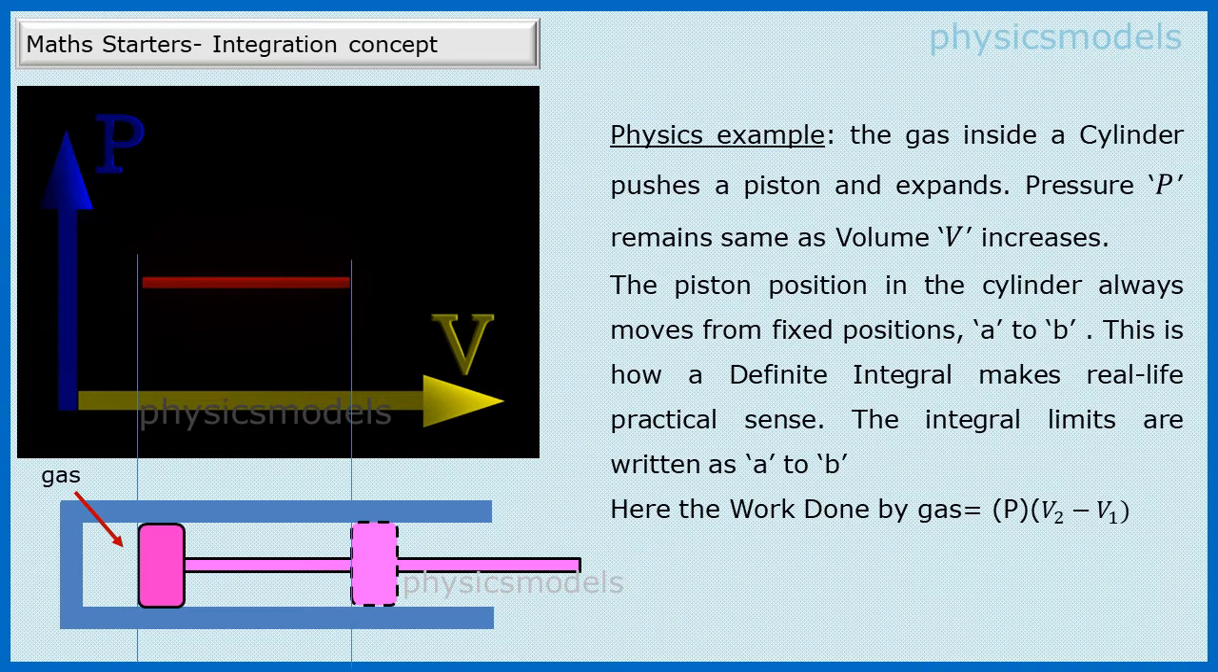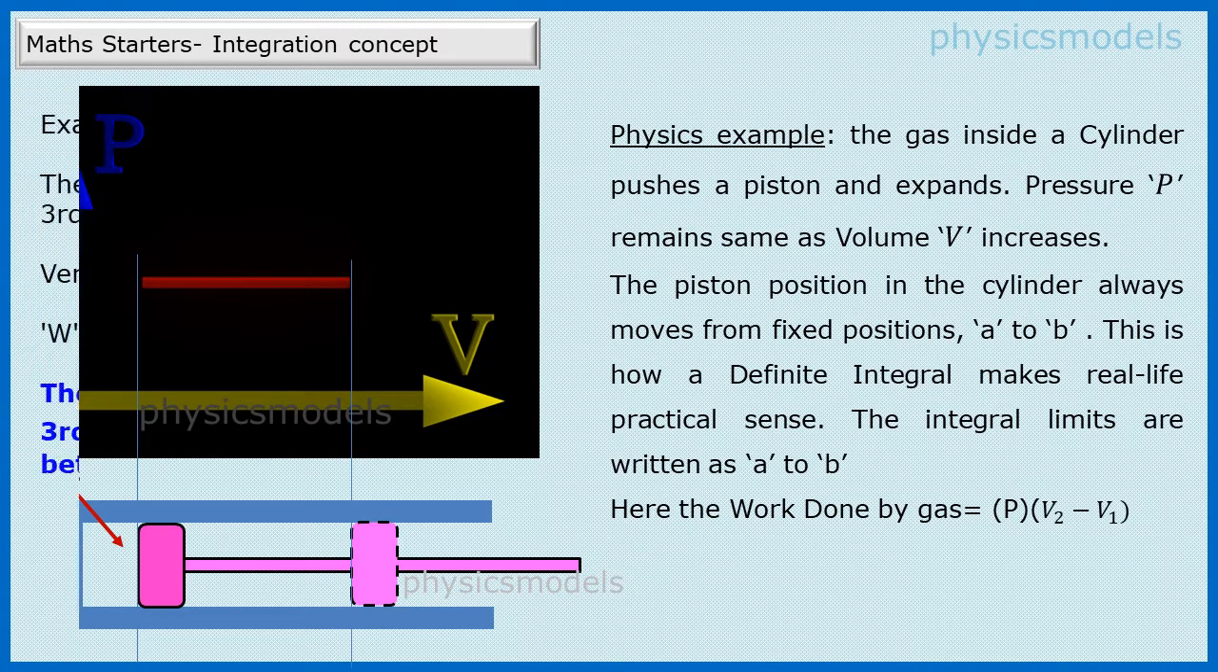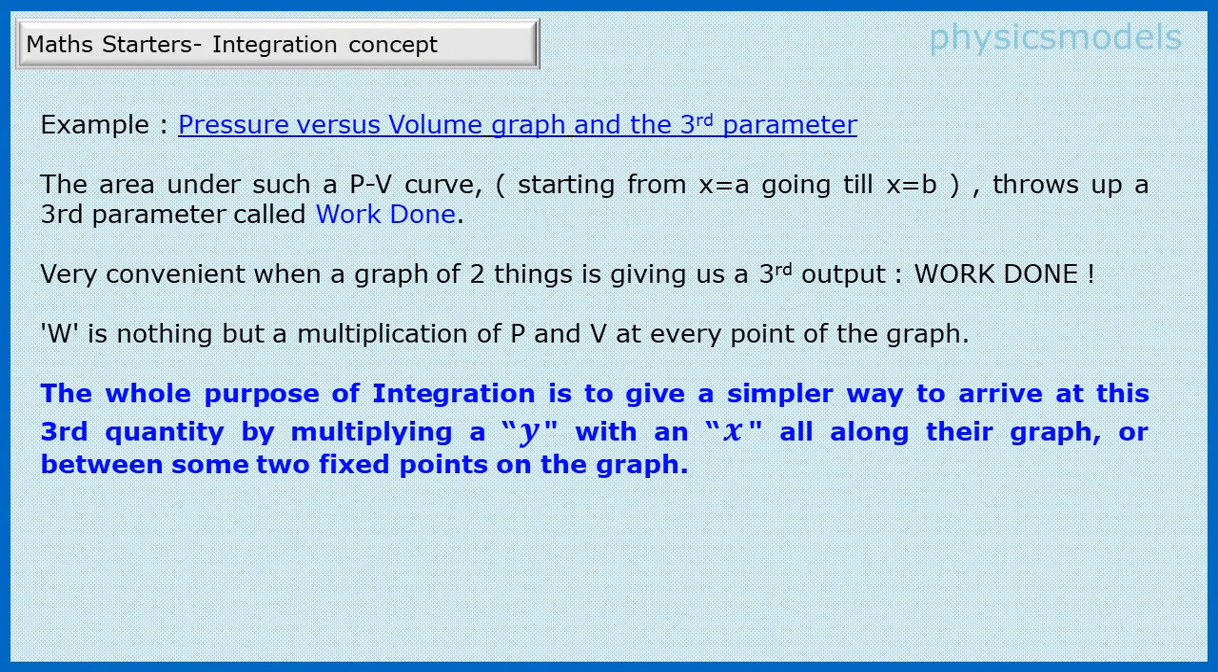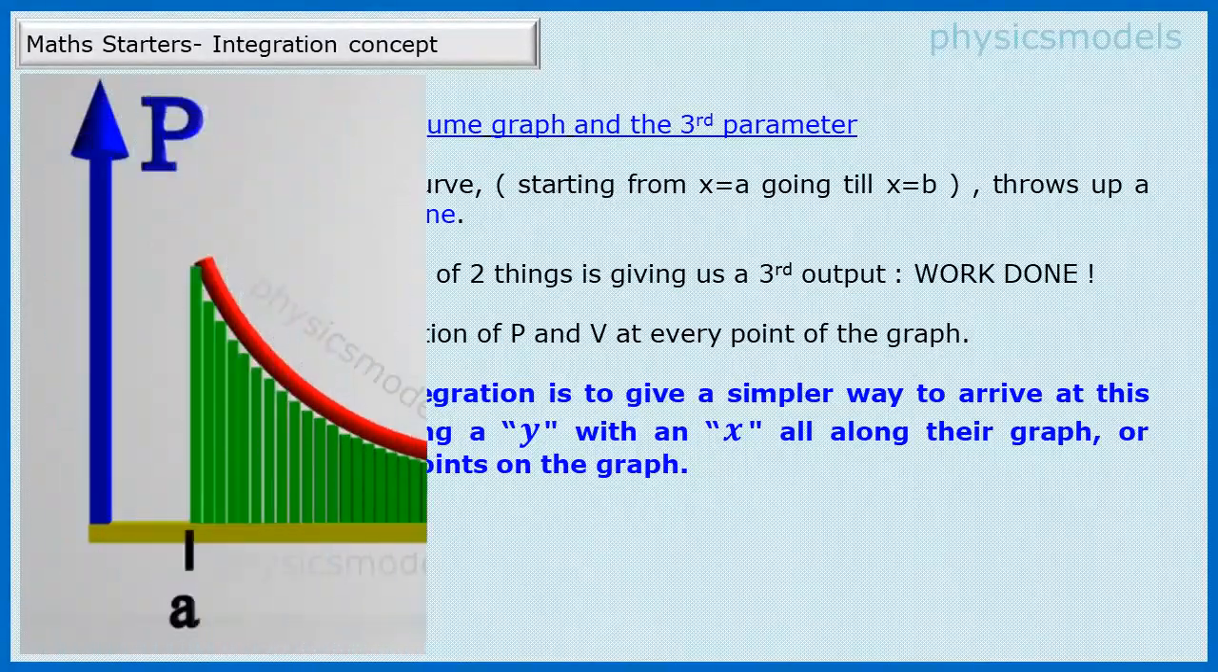Pressure versus volume is the graph that is generated, and the red line shows that the pressure is constant as the volume increases. Therefore it's an isobaric process. If we multiply pressure by volume, that will give us the third parameter, which is the work done. Most important in physics, work done by the gas on the piston. So the whole purpose of integration is to get a simple way to arrive at this third quantity, irrespective of the complication of the graph that we have between two quantities.